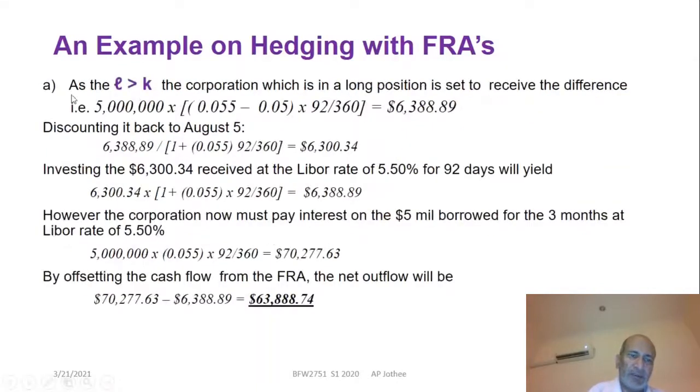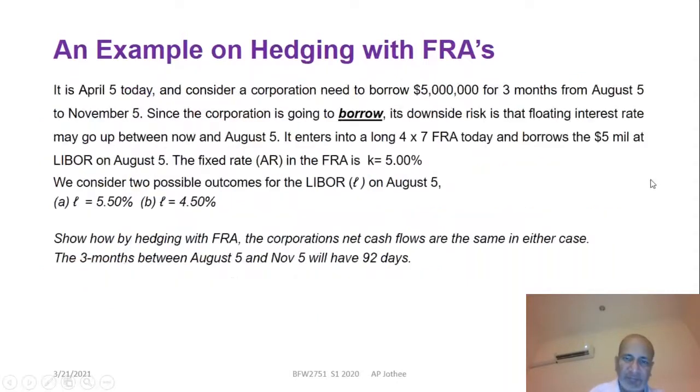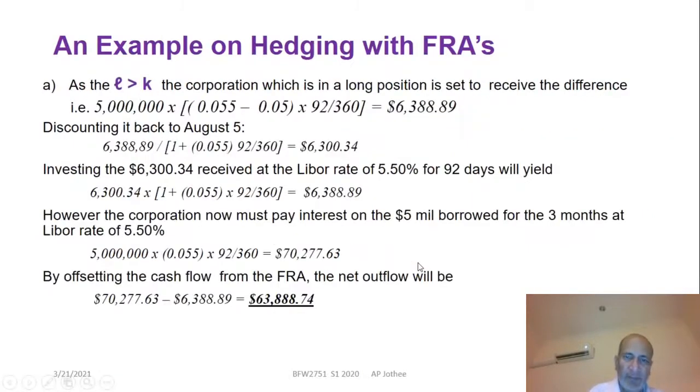So okay, outcome A. As L is more than K, the corporation, which is in a long position, is set to receive the difference on 5 million. That is, L has become 5.5%, so 0.055 minus 0.05, times 92 over 360 days. And did I give you the number of days here? Yeah, it's given here, I have 92 days, right? Okay, so that amount is 6,388.89.